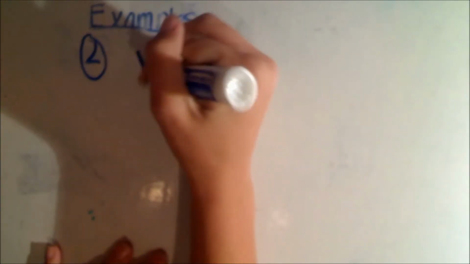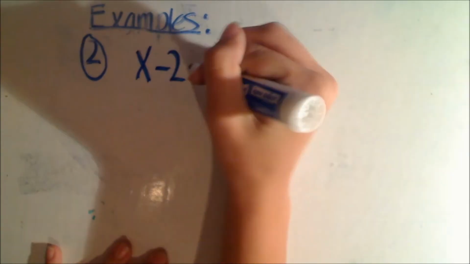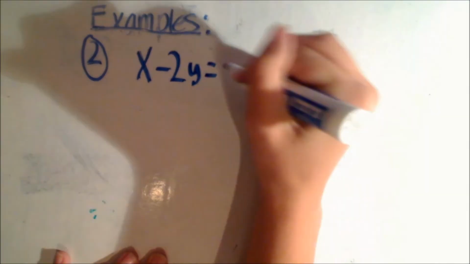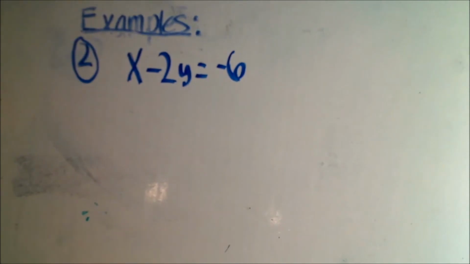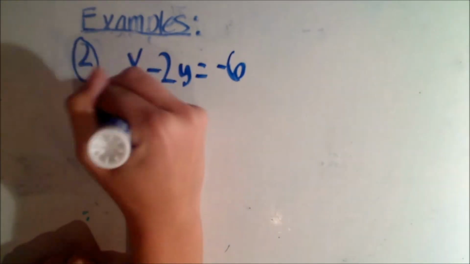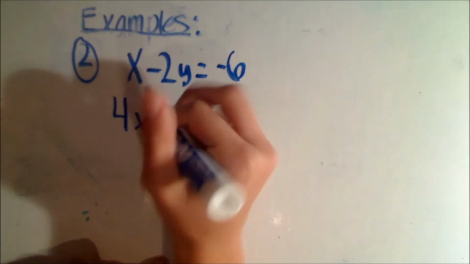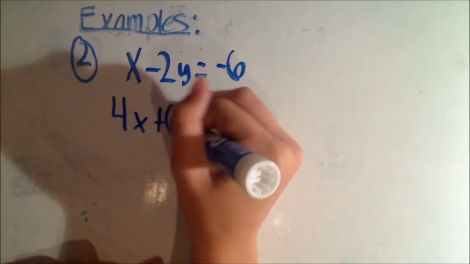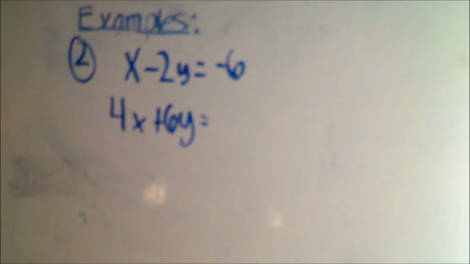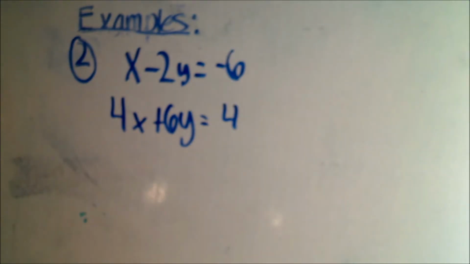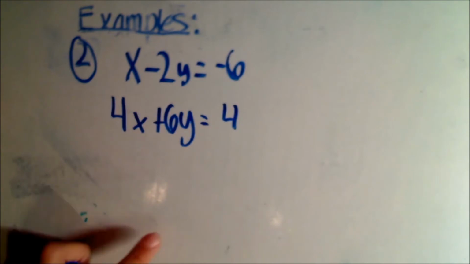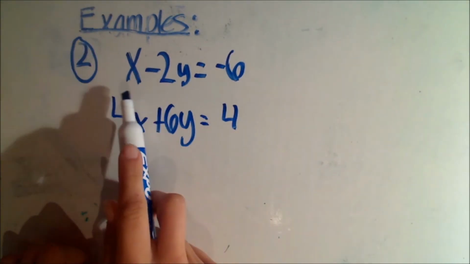Okay, so now we have example number 2. So we have x minus 2y equals negative 6, okay? And our next equation is going to be 4x plus 6y equals 4. Okay, so first what you have to do is rewrite it. So we have x equals.